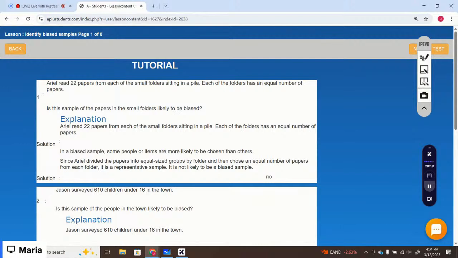In a biased sample, some people or items are more likely to be chosen than others. So then that is not a biased sample, right? Since Ariel divided the papers into equal size groups by folder and then chose an equal number of papers from each folder, it is a representative sample. It is not likely to be a biased sample. Got it?